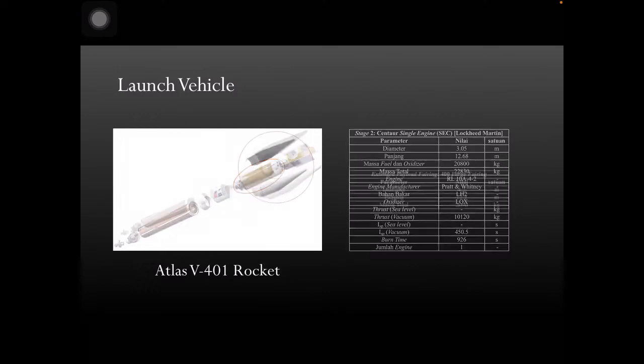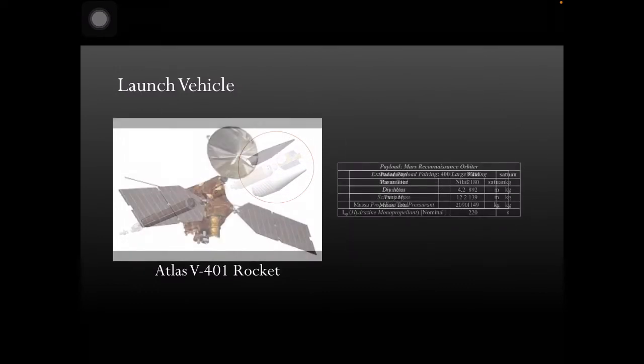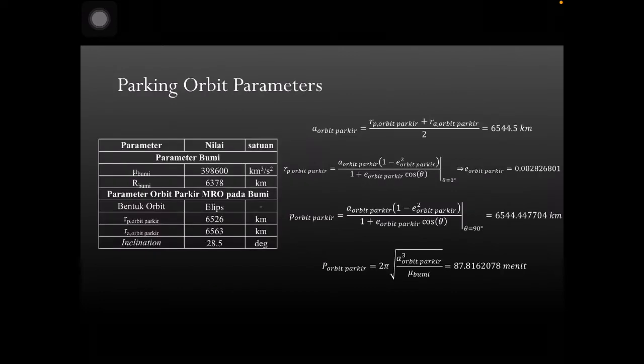The launch vehicle also has a payload fairing, and also the payload itself, the Mars Reconnaissance Orbiter, which has the data of mass and specific impulse as follows. Alright, next, to obtain the parking orbit parameters, first the left-hand table is the obtained parameters from sources, and to calculate the rest of the parameters, the following calculations are done.